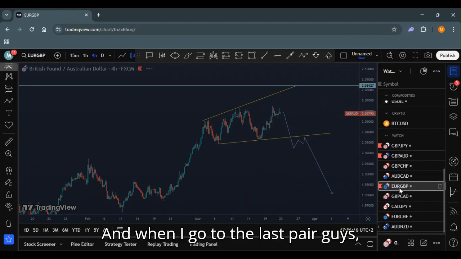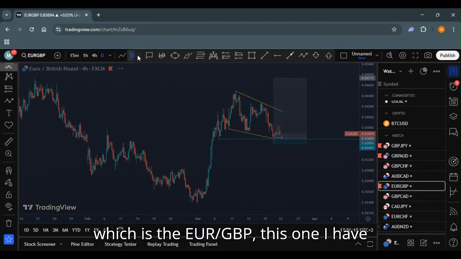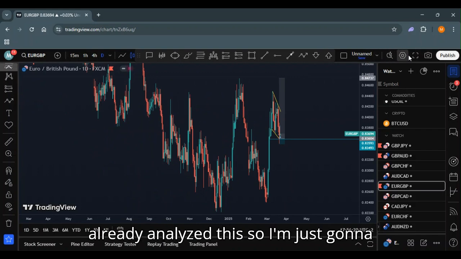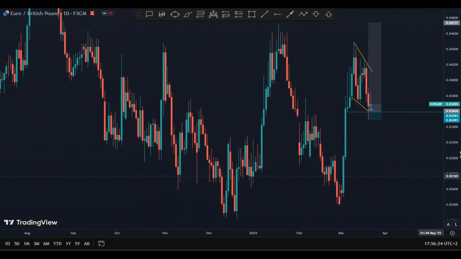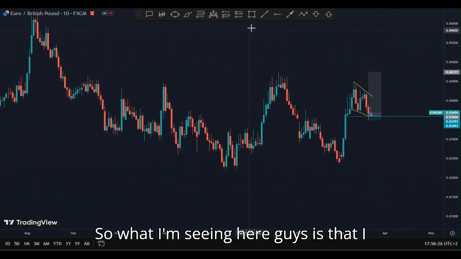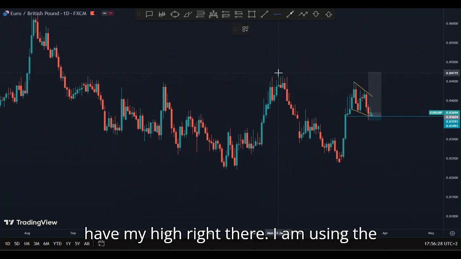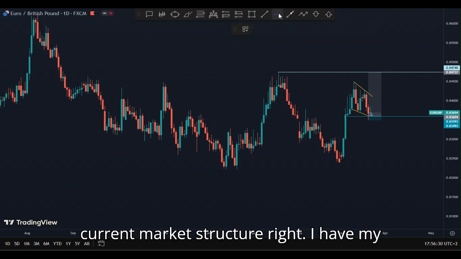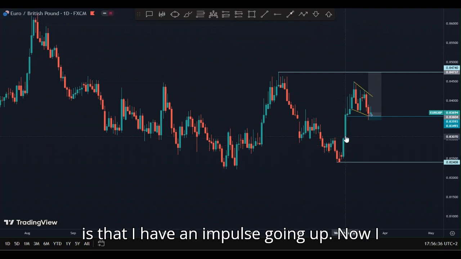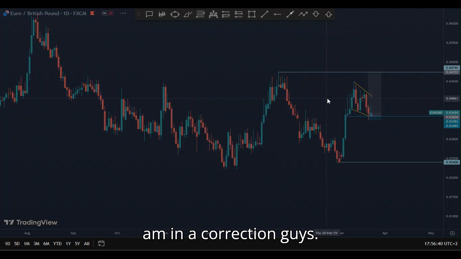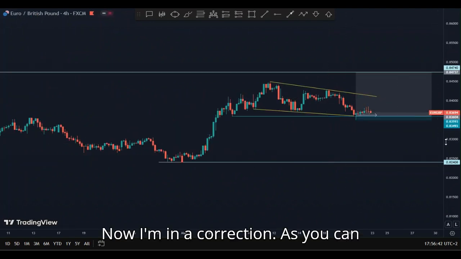We're gonna go to the last pair, guys, which is the Euro GBP. This one I've already analyzed, so I'm just gonna walk you guys through it. So what I'm seeing here, guys, is that I have my high right there. I am using the current market structure, right? So what I'm seeing here is that I have an impulse going up. Now I am in a correction, guys.